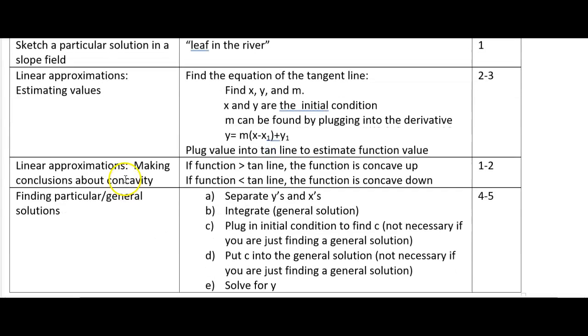Now, another thing you could do with a linear approximation is you can use that to decide whether a function is concave up or concave down. So if the actual function's value is greater than the tangent line's value, that means the function's concave up. But if the function's value is less than the tangent line's value, that means the function is concave down. So let's go ahead and take a look at an example problem like that.